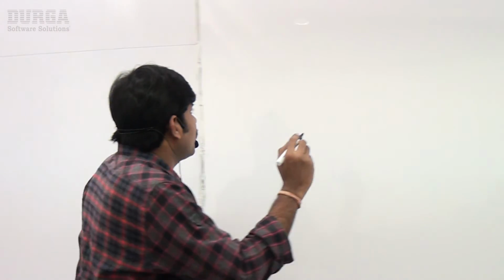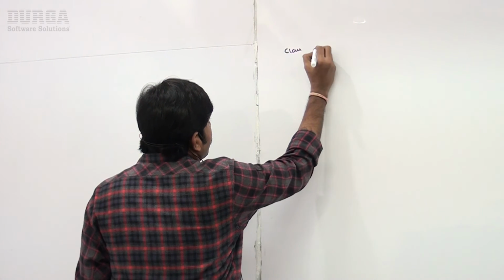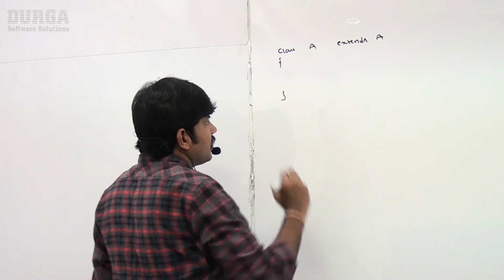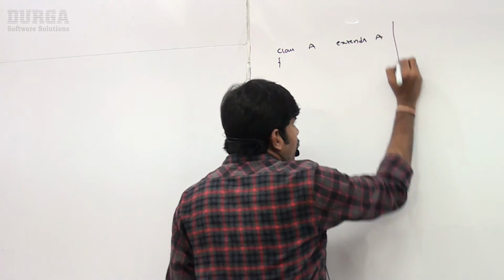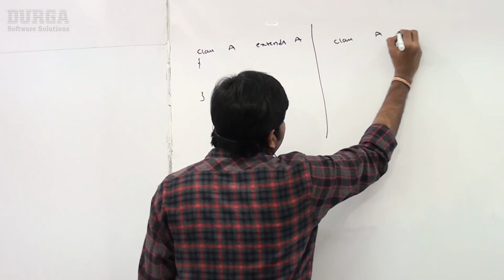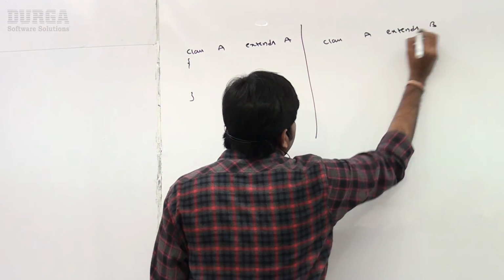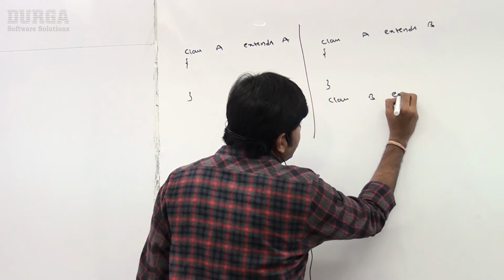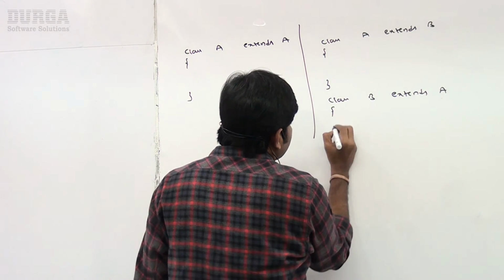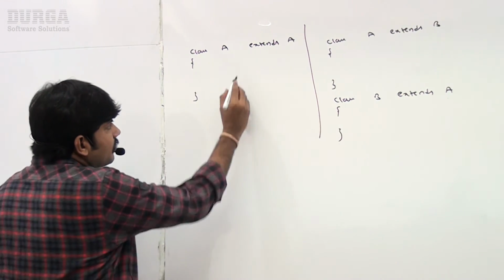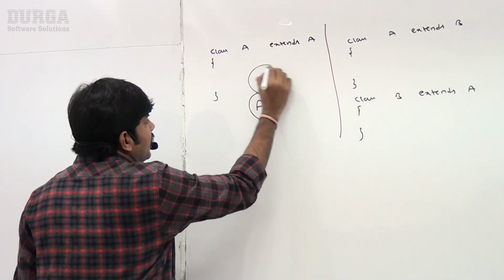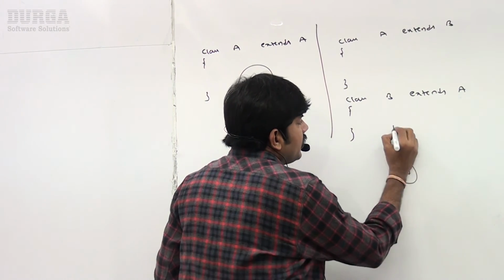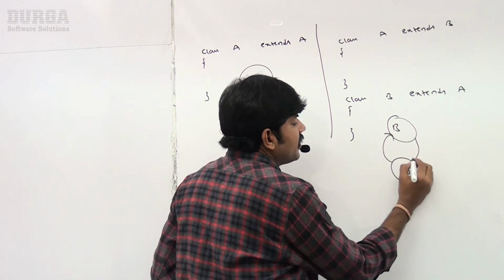Observe that. Here I am taking class A extends A. Are you getting it? Class A extends A is one scenario. Another scenario: class A extends B, and class B extends A. Sir, first observe, A extends A: A is a child class of A. A extends B, B extends A. So, A is the child of B, which is the child of A.